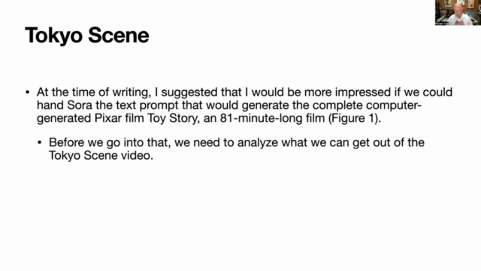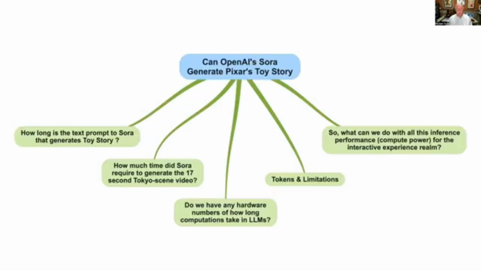At the time of writing, I suggested that I would be more impressed if we could hand Sora the text prompt that would generate the complete computer-generated Pixar film Toy Story, an 81-minute long film. And before we go into that, we need to analyze what we can get out of the Tokyo scene video. So this is the outline for the paper, and you'll see as we go through this how this plays out.